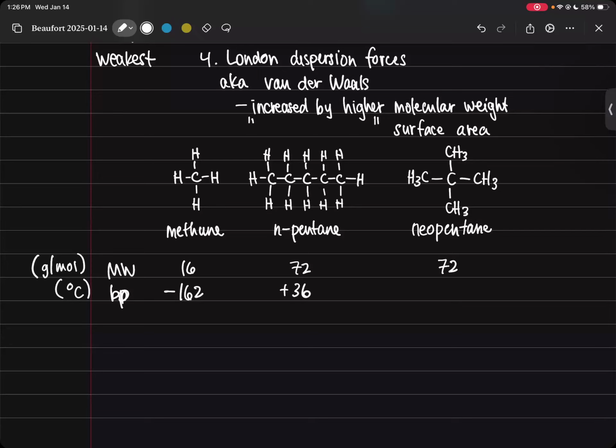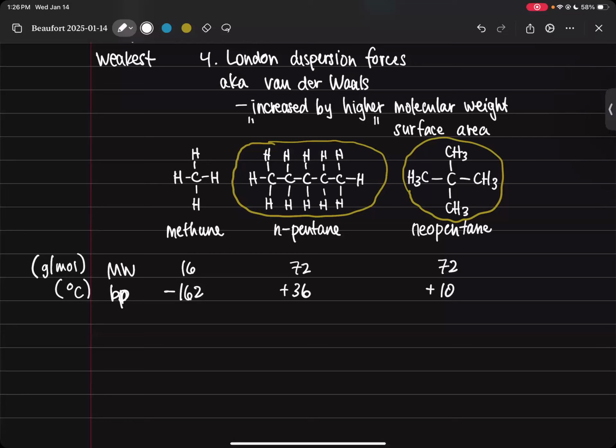Okay, then we've got n-pentane, which is long and skinny. Those two shapes don't look very different from each other, but I think you get the drift. The n-pentane is long and skinny. The neopentane is basically a sphere. So based on that, is neopentane going to have a higher or lower boiling point than n-pentane? Lower. And it's not too much, but yeah, plus 10.